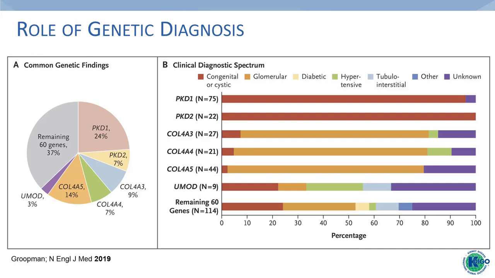Traditionally, we've considered high-yield populations for genetic testing to include children under the age of one, or those that had a strong family history of FSGS, or steroid-resistant nephrotic syndrome, but these particular data extend the question of the utility of genetic testing for steroid-resistant nephrotic syndrome into early adulthood.